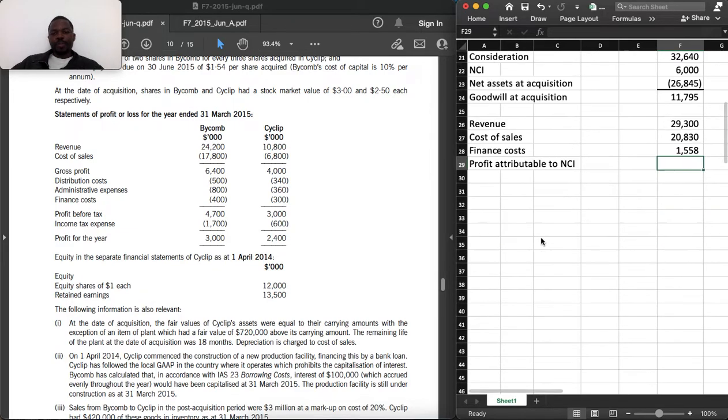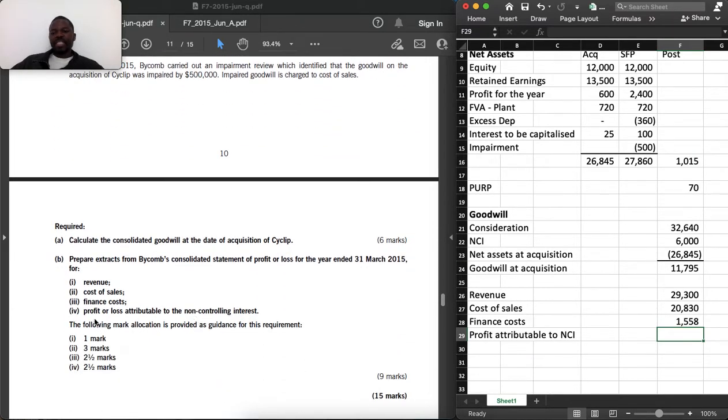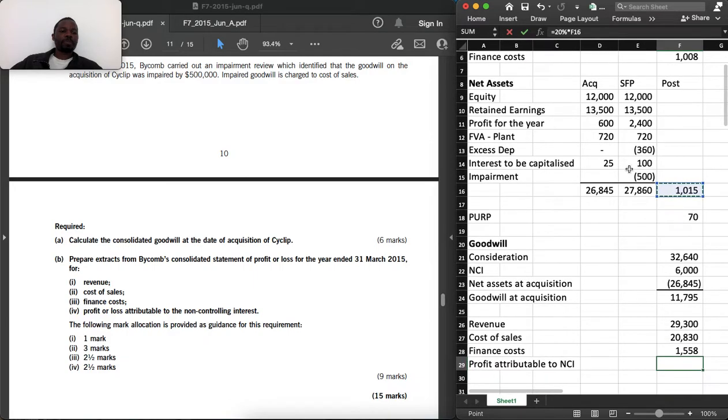Then now the profit, the last one here is the profit attributable to the non-controlling interest. So the non-controlling interest has got 20% multiplied by the post-acquisition profits of the subsidiary, which we calculated here. So the profit attributable to the NCI is 203.